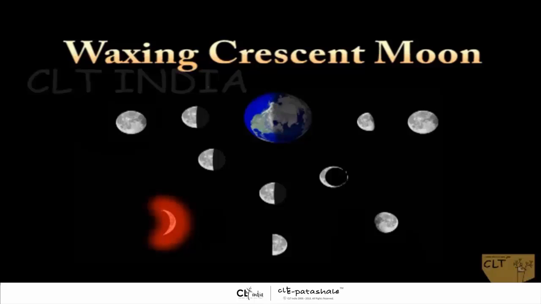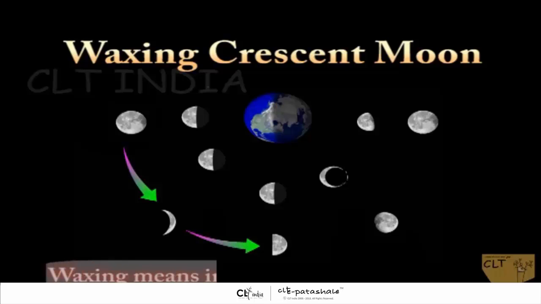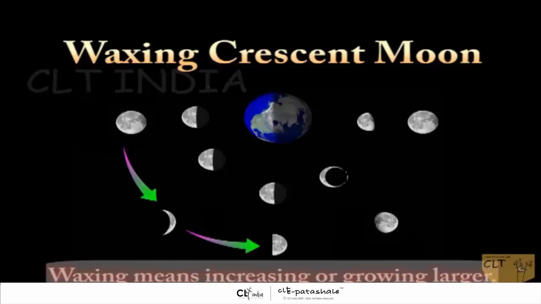Waxing crescent moon. This moon can be seen after the new moon, but before the first quarter moon. The crescent will grow larger and larger every day until the moon looks like the first quarter moon. Remember, waxing means increasing or growing larger.